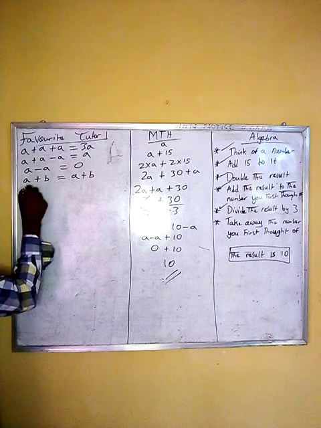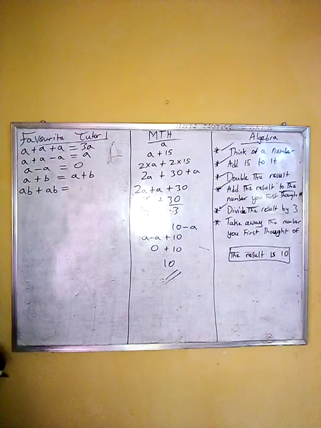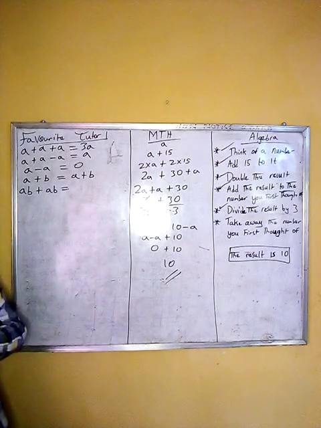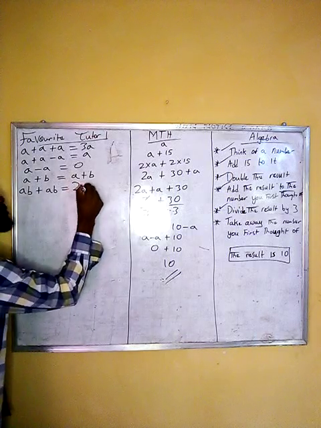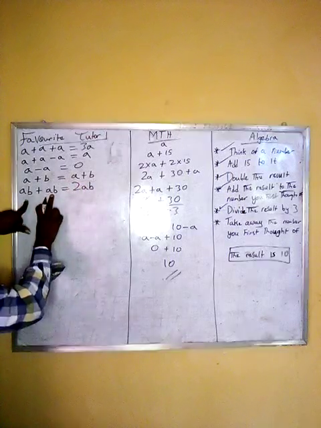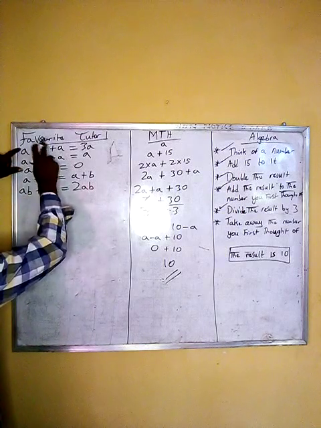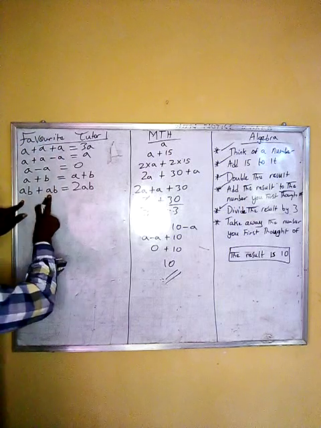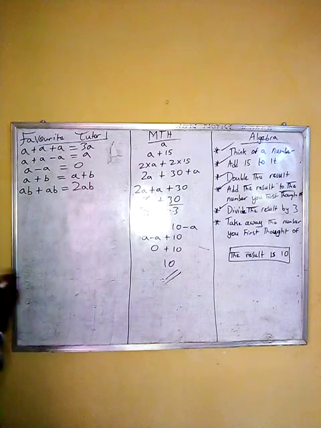Okay, let's go further. If I say AB plus AB, what will this one be? Okay, think. The time is up. All right, this is equal to 2AB. They are like terms, isn't it? Just as the way we did before, the same thing we are doing here. They are like terms. What we do, just add them.